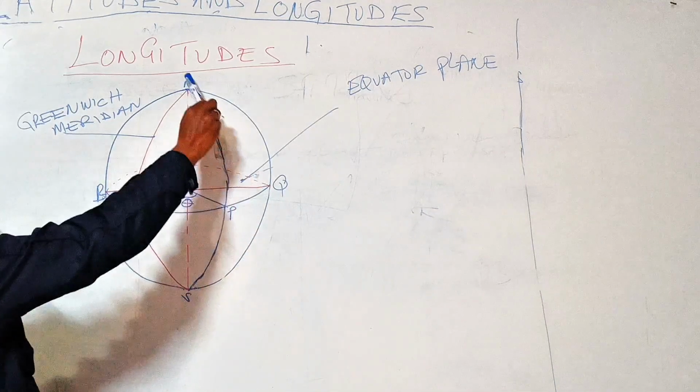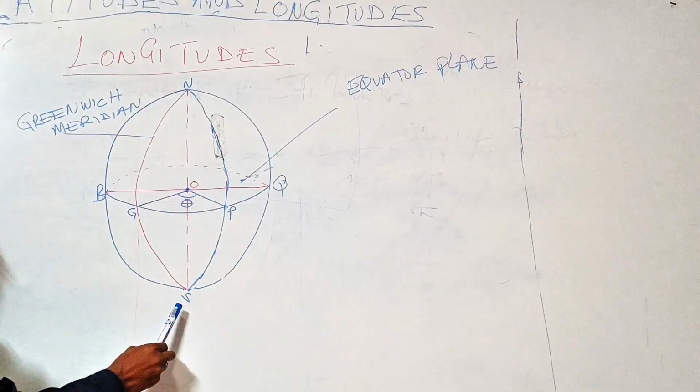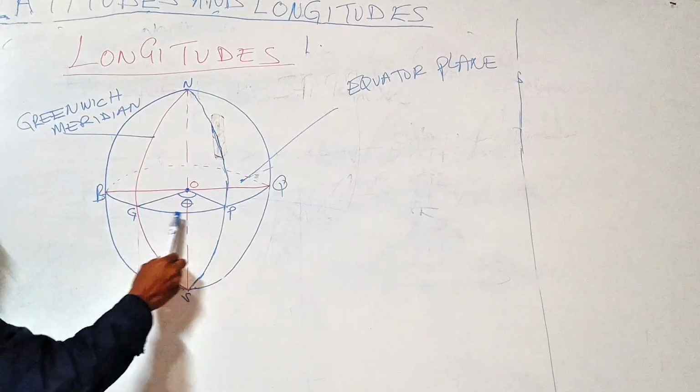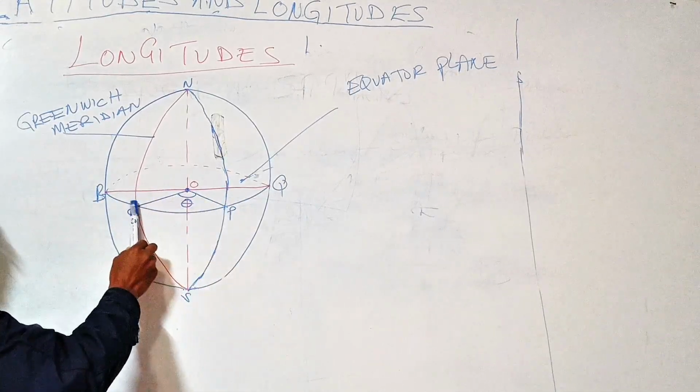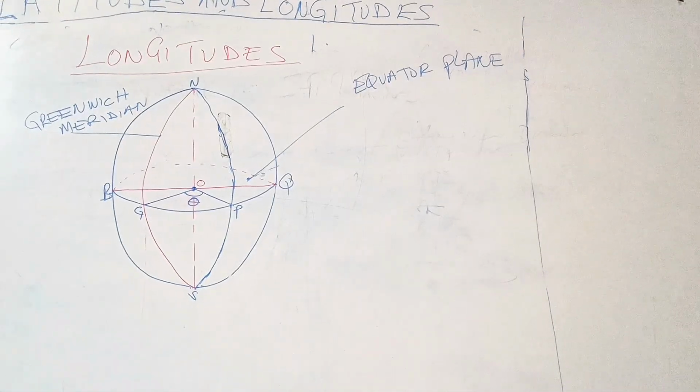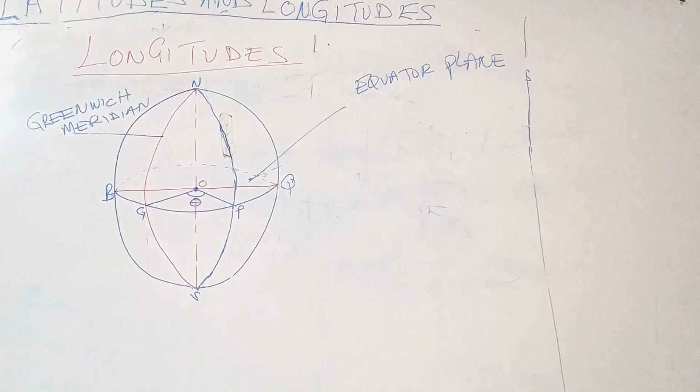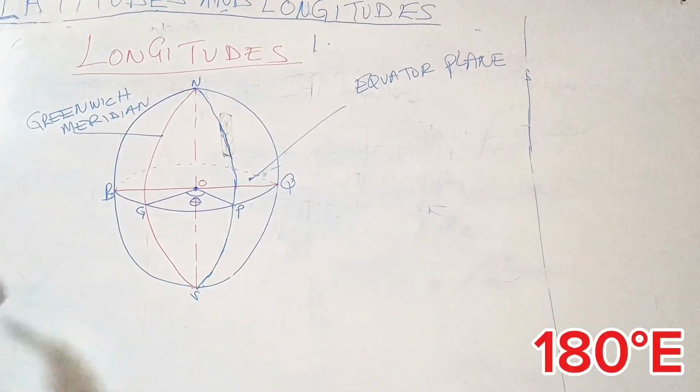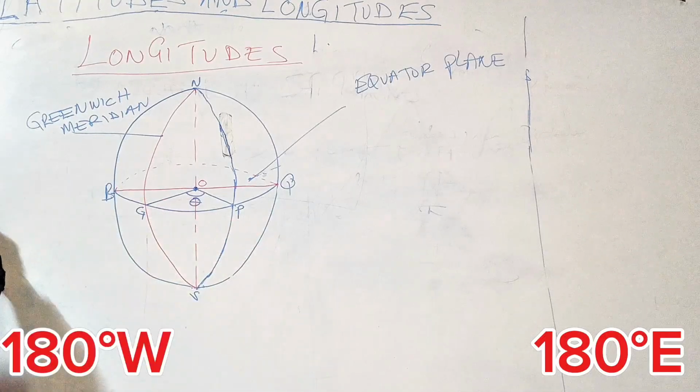The longitude that passes through point P is theta degrees east of the Greenwich meridian. The maximum possible angle of longitude is 180 degrees east or 180 degrees west.